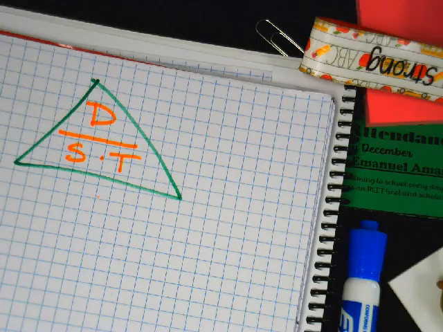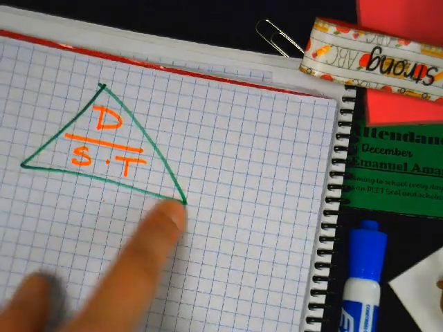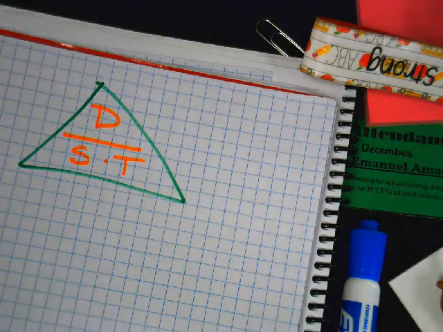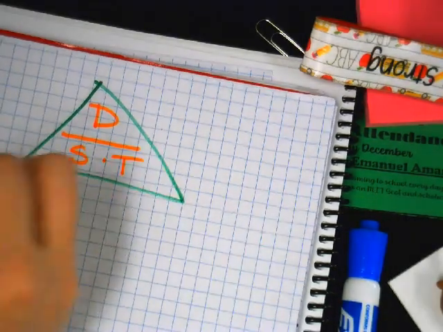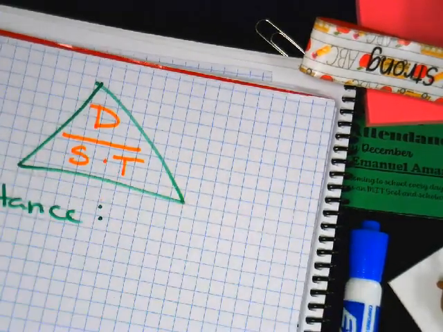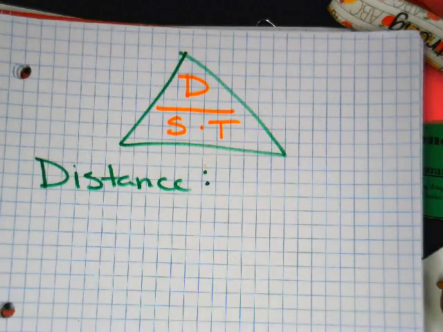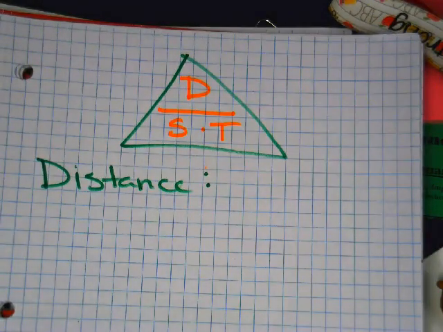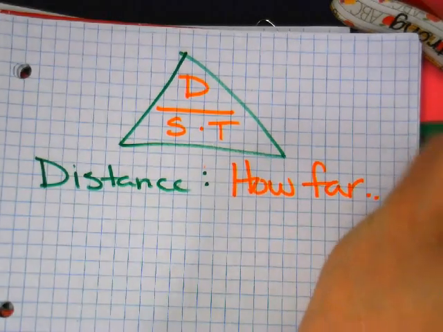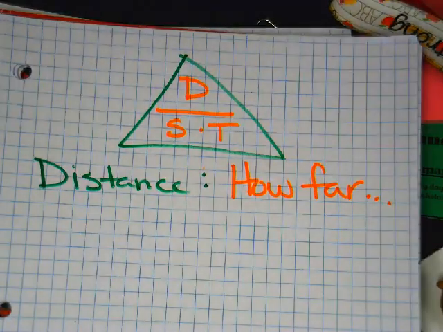Triangle here, we have distance always on the top, S times T. Now, I'm trying to hopefully make this as easy as possible. If I'm solving for distance, what key words am I looking for? What kind of question are you going to get? How far? Please write this down. How far? So when you read how far, you're solving for distance.